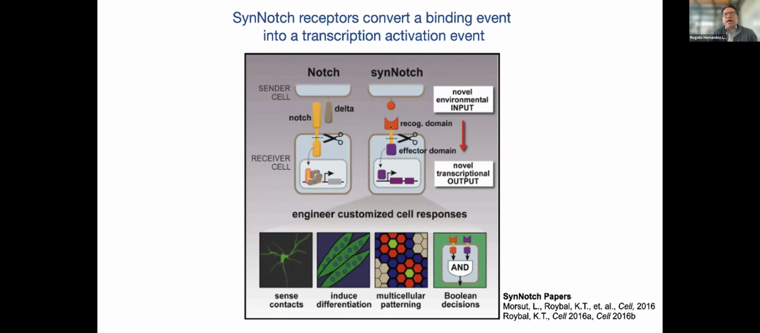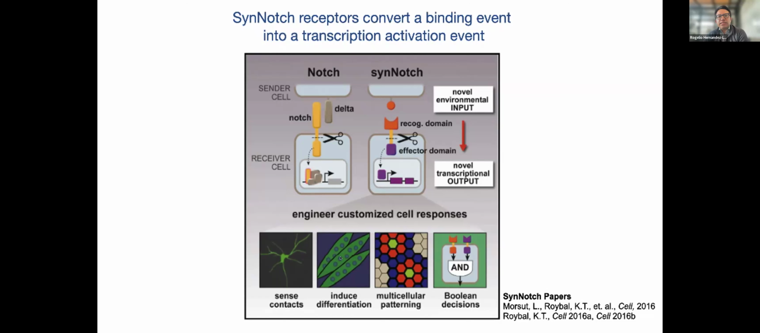And so you can convert any binding of your choice into the expression of any payload that you choose, all of this through methods that I'm going to tell you more about in a few slides. But throughout the years, it has been shown that these synthetic Notch receptors are very helpful to encode a variety of functions across different cell types. For example, if you are interested in identifying contacts between different cell types, you can use a synthetic Notch receptor.